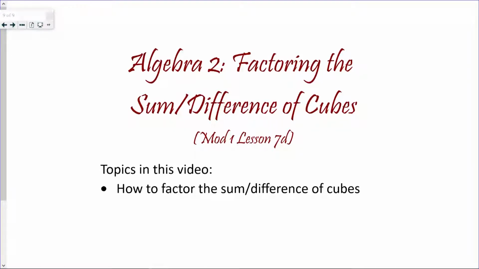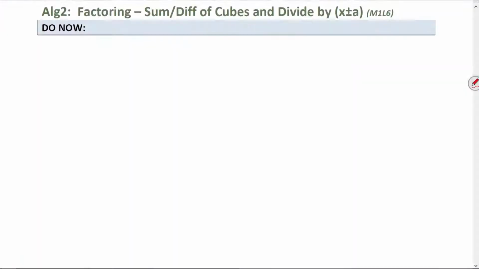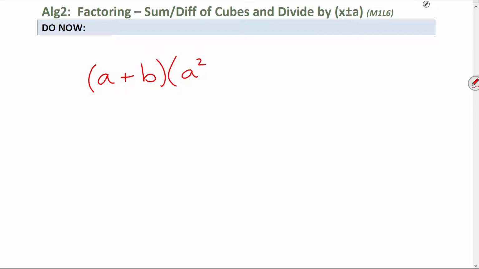In this video, we'll talk about how to factor the sum and difference of cubes. Let's get started. Before we get into factoring using the sum or difference of cubes, I want to verify with you that it works. So we'll multiply a plus b times a squared minus ab plus b squared.